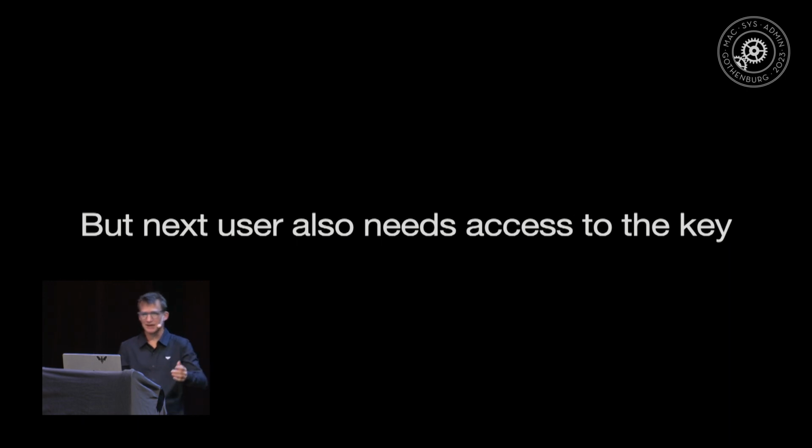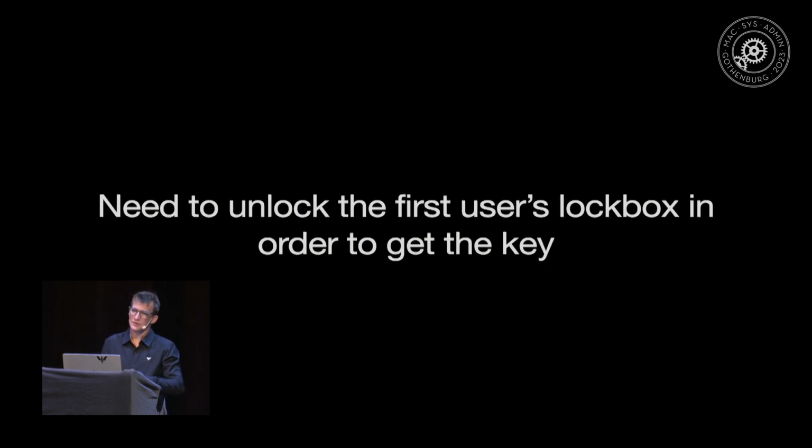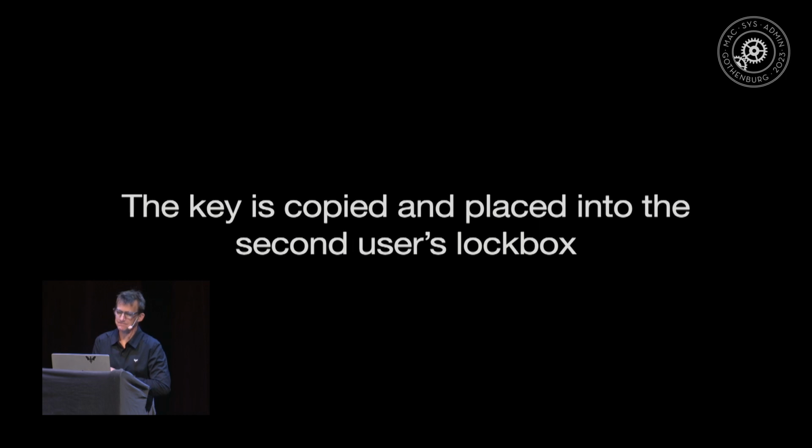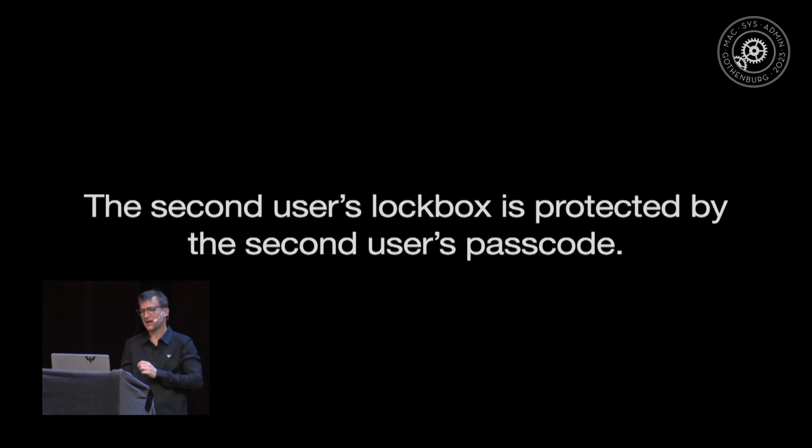this is, again, where it breaks down, because in real life, multiple people would just enter their passcode to open that lockbox and get the key. But in this cryptographically secure method, what we need to do is unlock the first user's lockbox in order to gain the key, and then create a second lockbox that we protect with that second user's clear text password. So we copy the key from the first lockbox, place it in the second user's lockbox, and then protect that lockbox with the second user's passcode.